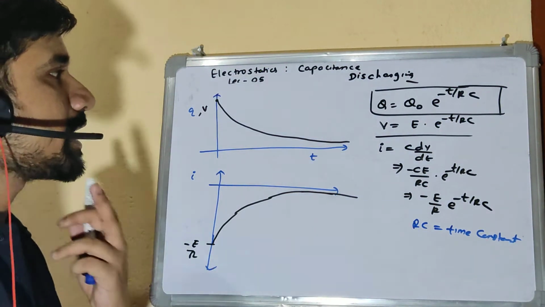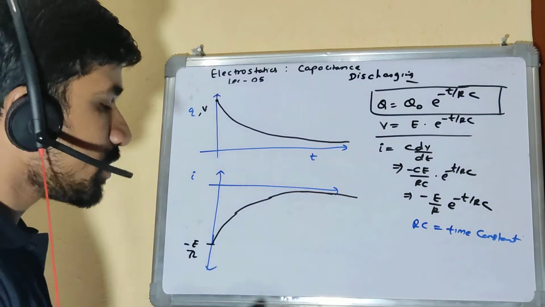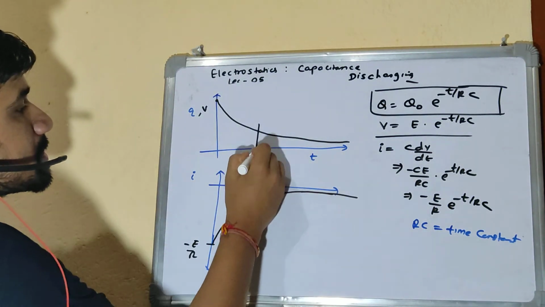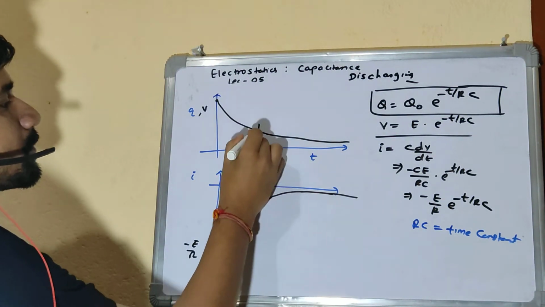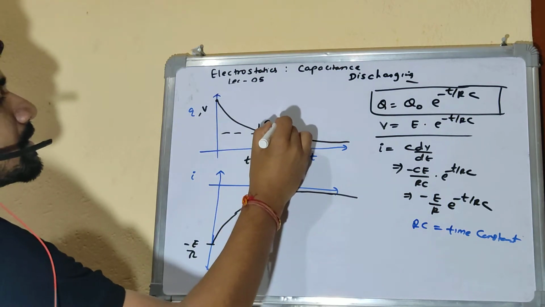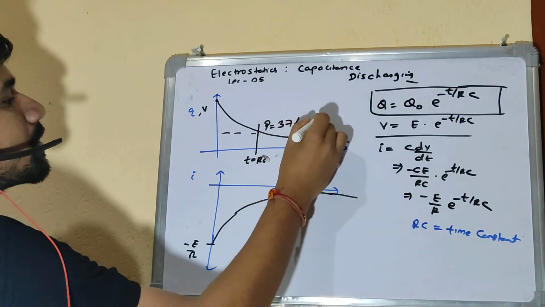So this is how charging and discharging looks. And at time equal to tau, which is at t equal to RC, if you calculate, the charge will be 37% of Q naught, right?